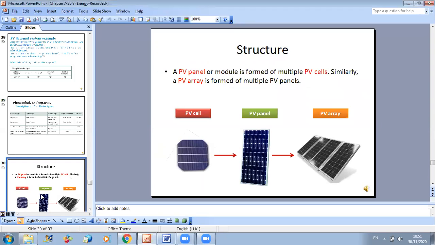Now, concerning the structure of photovoltaic panels, the smallest element is the PV cell. If you arrange PV cells together, you get a PV panel. And by arranging several panels close to each other, you get a PV array.